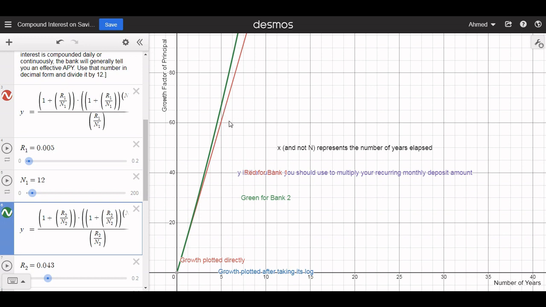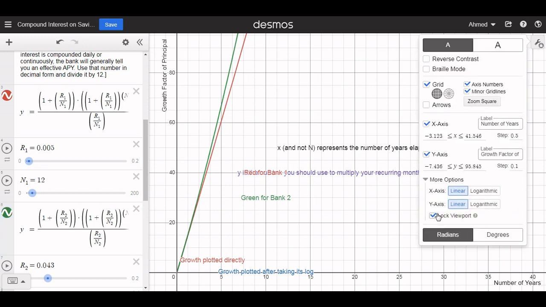But to get a real sense for how much more rapidly, it's kind of hard to tell from these exponential functions as plotted here because they're just going up. So one of the things you can do is to zoom in or zoom out, and the graph that I gave you has the viewport locked. You can unlock the viewport by clicking on this wrench icon and unchecking the box that says lock viewport. Okay, now you can zoom in and out.